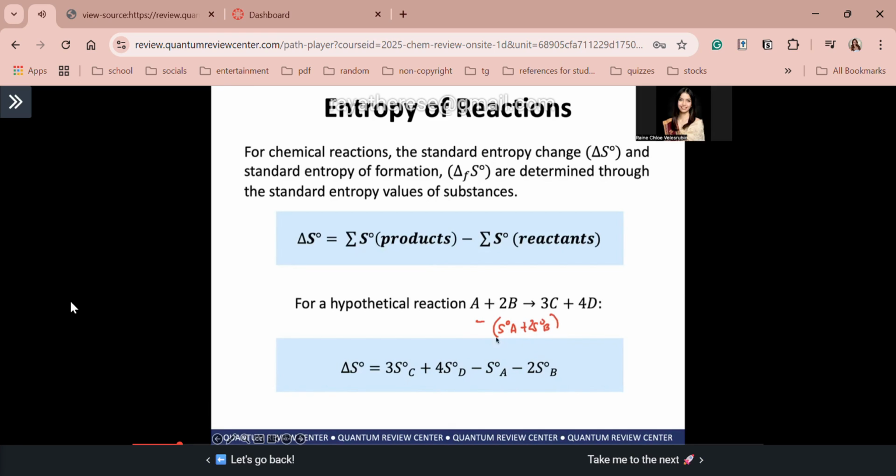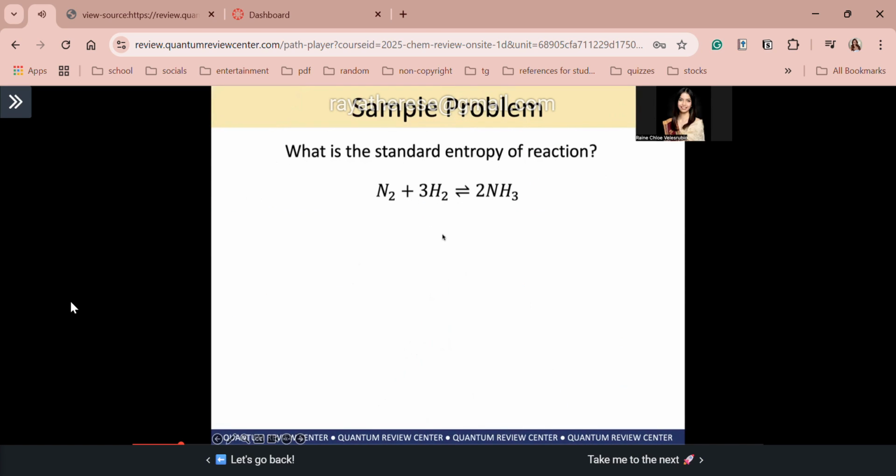Okay? Ganyan. Okay? So, dinistribute ko lang yung minus sign, guys. That's why minus na siya dito. Okay? So, that's minus 2 times the standard entropy value for B. Okay? I hope that's clear, guys. And with that, let's answer this sample problem.